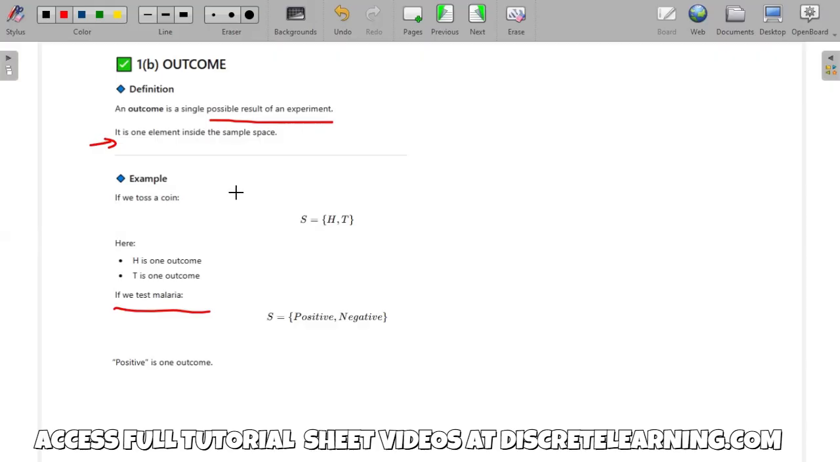Or sometimes you can say an outcome is one element which is inside the what? The sample space. Okay, so now what is the sample space? The sample space is just the total possible outcomes of an experiment, right? That's what we call the sample space. So for example, this set that I've given here is called a sample space for tossing a coin, because it contains all the possible outcomes that can come out from that experiment.